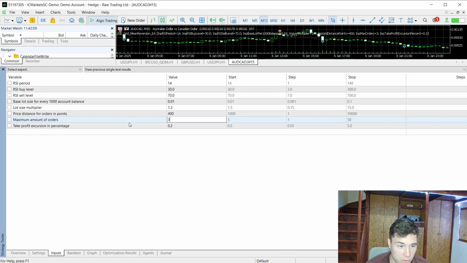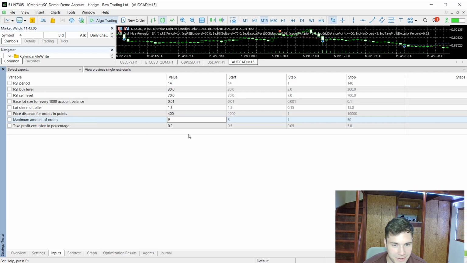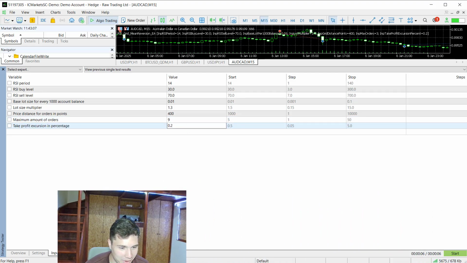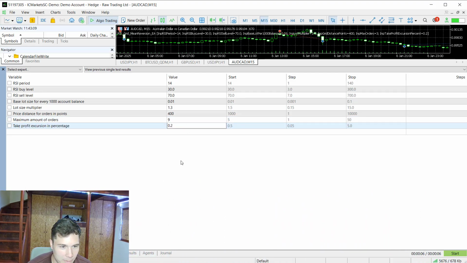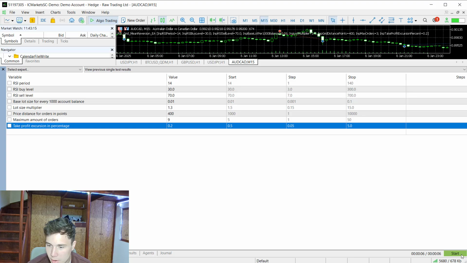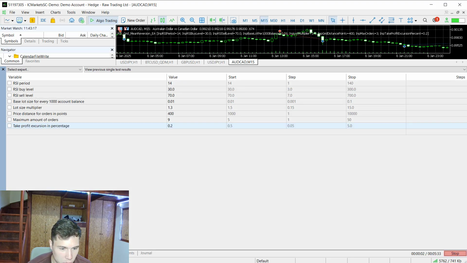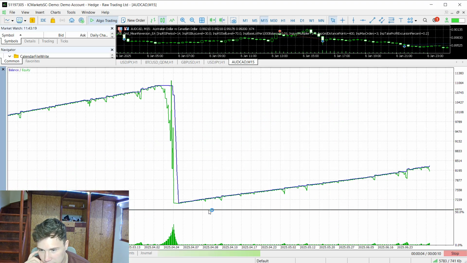Maximum amount of orders 3. We can actually increase it to 6 maybe, or even like 9. Why not? We want to show a profitable equity curve in the backtest. And then the take profit excursion is in percentages, 0.2. Sounds pretty good to me. Let's see how it does in the backtest.